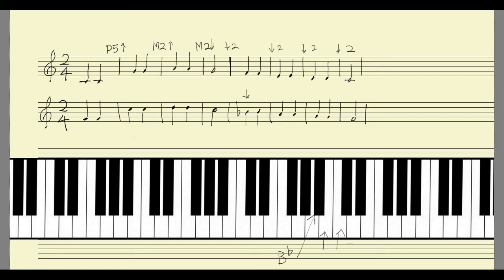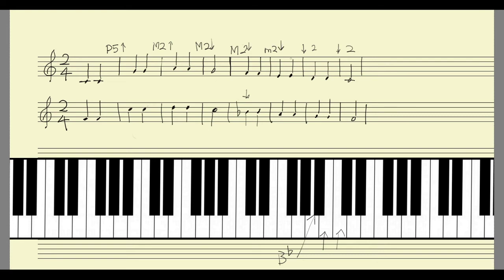From G to F is a second, and what kind of a second is that? So let's figure that out. G 0, G flat 1, F 2. So that is a major second down, a second that has 2 half steps. Then from F to E, we know that that's a second, but how many half steps are we moving? We're moving F 0, E 1. So that is a second with 1 half step, which means that is now a minor second down.